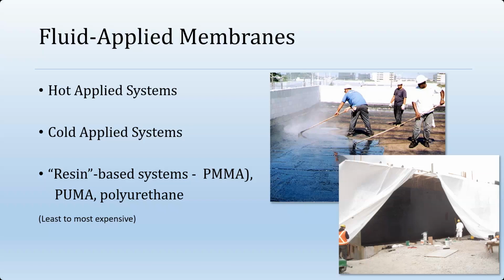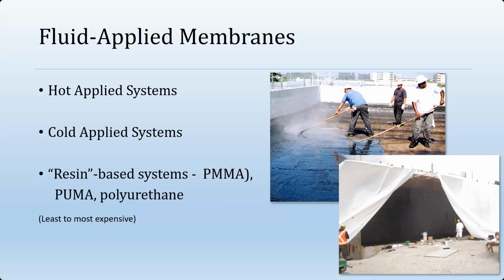Running from least to most expensive, obviously, are the hot. Hot's always going to be my go-to for horizontal applications, although I've had a few projects over the last 15-20 years where we specified it for both horizontal and vertical. If somebody wanted the absolute best and the lowest permeance type system, that's really the way to go.